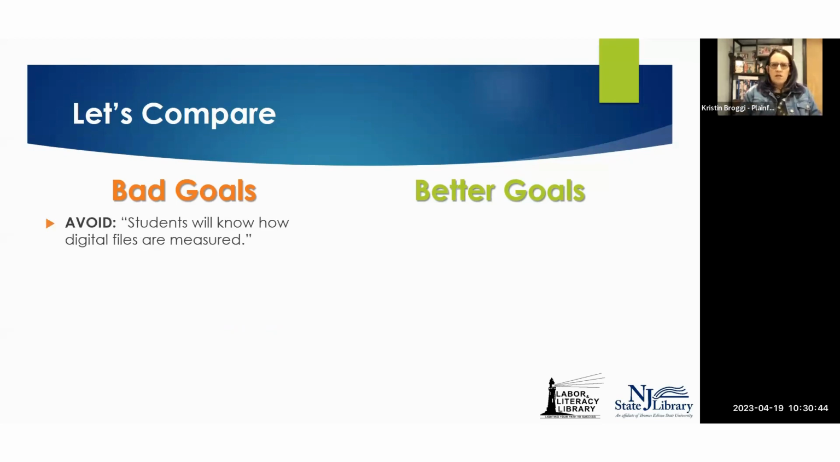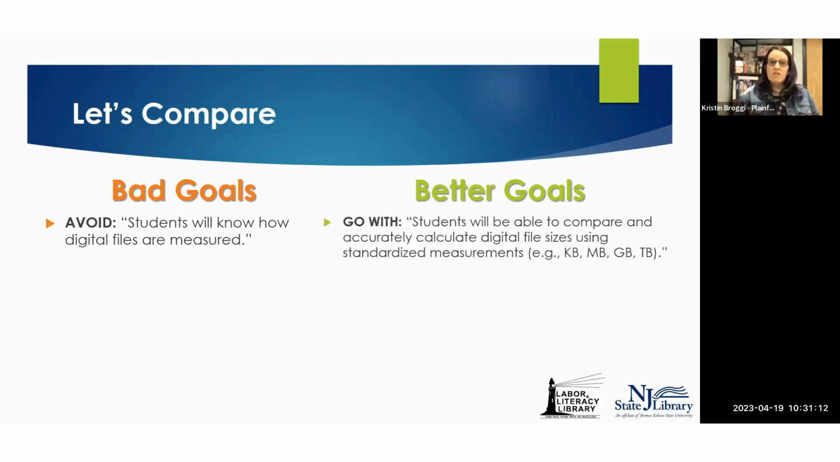So this first goal we wrote was, students will know how digital files are measured. This is not a great goal, because what are they going to know? How are they measured? Well, I think files are measured because the computer measures them. So it's not specific enough. An example of a better goal would be, students will be able to compare and calculate digital file sizes using the measurements, and then it explains them. Now I can look at that and say, hey, Sarah, how do you do that? And she can use megabytes or kilobytes and explain it to me. So that's how they know what they're going to learn about, and how I know I'm going to be able to measure it.